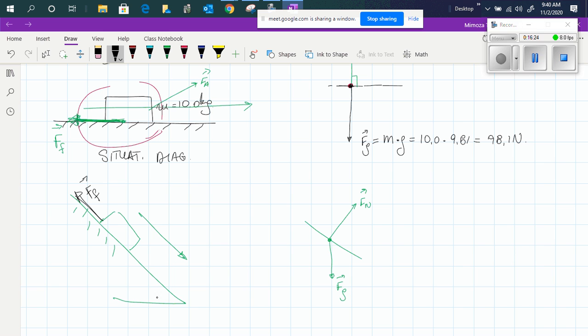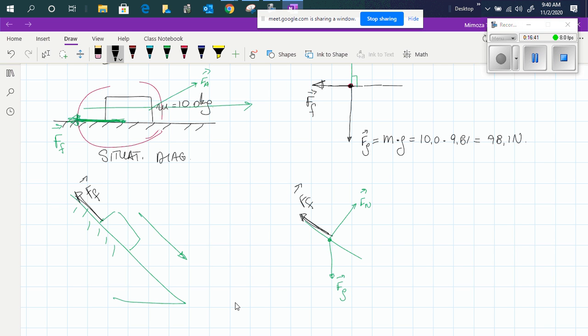Another force that we use a lot, and this we will see in the free body diagram, will look something like this, or on the incline will look something like this.